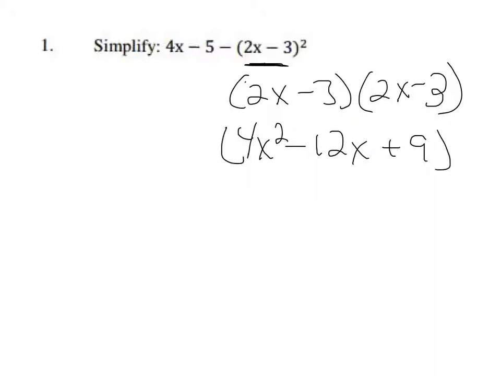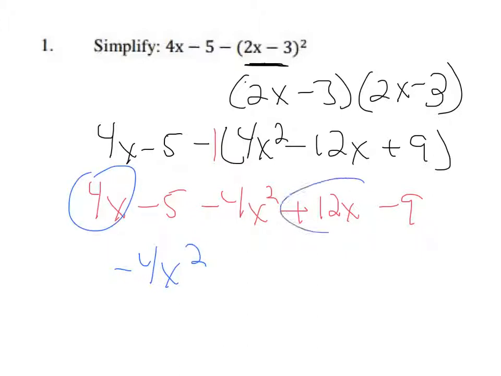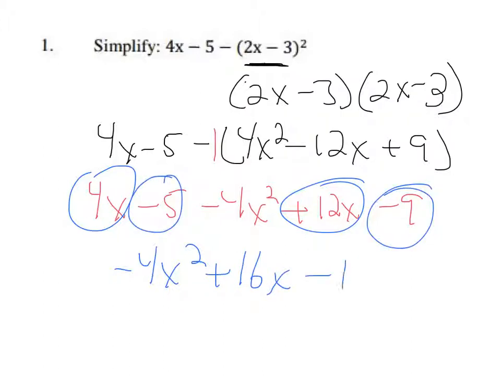But then we got to worry about, if we look back at the original equation, that negative out in front of that parentheses. Remember, that's like having a negative 1, which means we got to distribute that, which changes the signs on all those things inside it. So 4x minus 5 minus 4x squared plus 12x minus 9. And then we're going to combine like terms. Negative 4x squared, there's only one x squared term, but then we're going to put the 4x and the 12x together, get 16x, and then negative 5 minus 9 is negative 14.